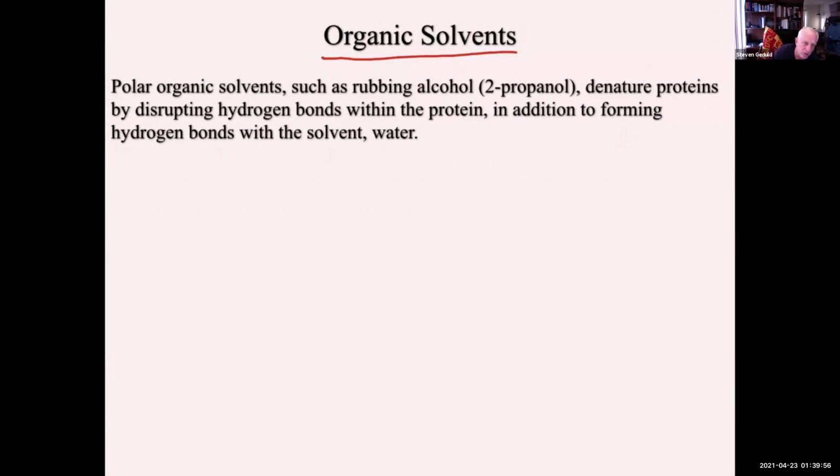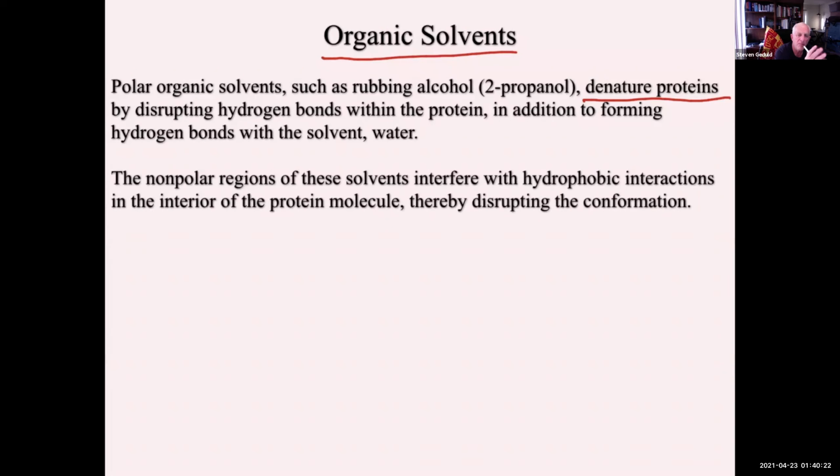All right, so those are the effects. Organic solvents, hydrocarbons. Organic solvents are nonpolar. Polar organic solvents such as rubbing alcohol, 2-propanol, denature proteins by disrupting hydrogen bonds within the protein, in addition to forming hydrogen bonds with the solvent. That's why alcohol is used for disinfecting surfaces. It denatures the proteins of bacteria, whatever's on the surface, by disrupting hydrogen bonds within the protein.